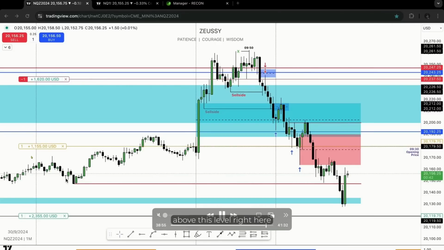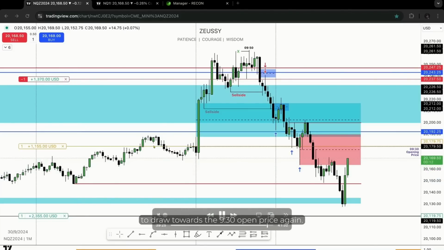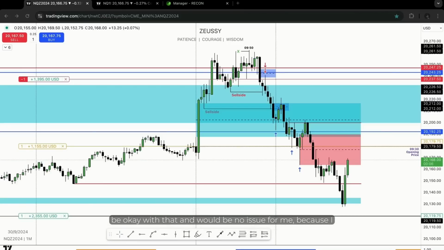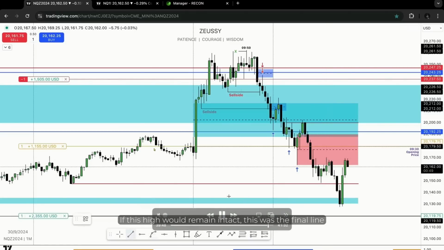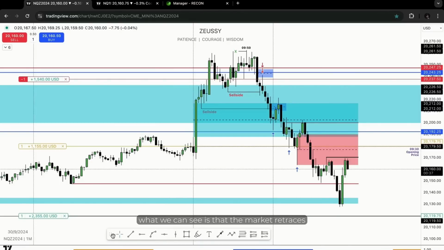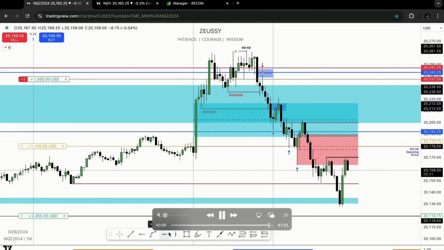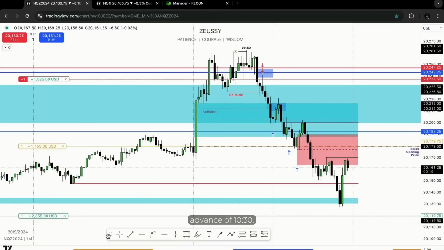When we then closed above this level right here, above this downclose candle, previous cycle low, to me that was already a big warning sign that they are likely going to draw towards my trailed stop loss, draw towards the 930 open price again. If that would occur, then I would be okay with that, and it would be no issue for me because I already took partials where I wanted to take partials, and this was just my runner. If this high would remain intact, this was the final line of defense, so to say, for the market to not hit my trail stop. What we can see is that the market retraces, and eventually it draws towards the trailed stop shortly in advance of 1030.